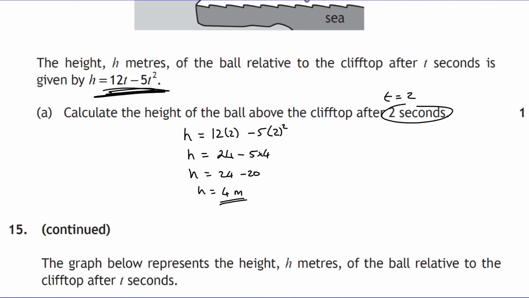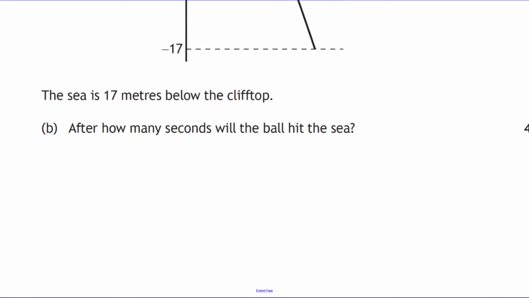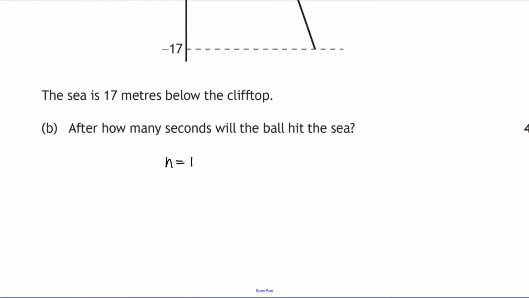Well, h represented the height of the ball relative to the cliff top. Okay, so here's your cliff top. This is your cliff top at 0. So the height of the ball would be negative 17. So if we look at our equation, it was h equals 12t minus 5t squared. And it's asking us to find the time in this part. So how many seconds? So that's time. Okay, it says the height is negative 17. It's 17 below, and you can see from the graph it's identified that that's your h value.